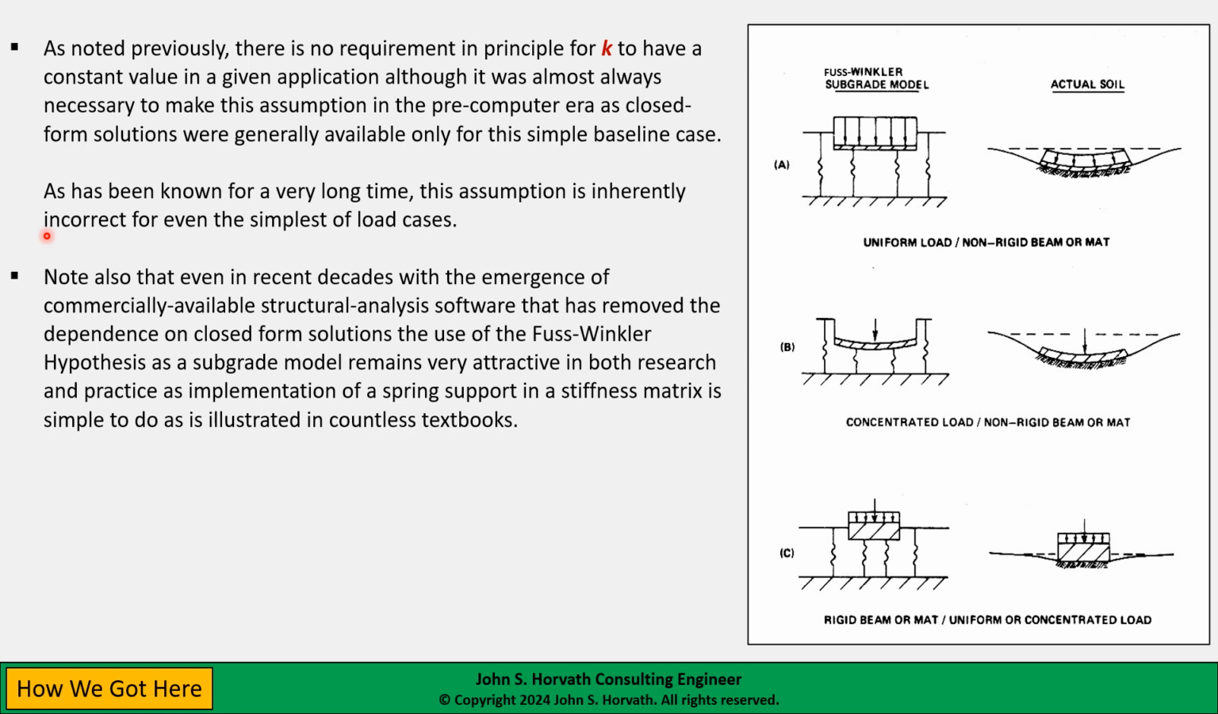Note that in recent decades, the emergence of commercially available structural analysis software has, in principle, removed the dependence on closed form solutions and the use of the Fuss-Winkler hypothesis as a subgrade model. Nevertheless, people continue to use the Fuss-Winkler hypothesis. It's very attractive in both research and practice, as implementing this spring support in a structural stiffness matrix is very simple to do, as has been illustrated in countless textbooks.